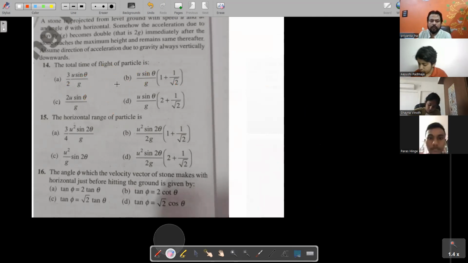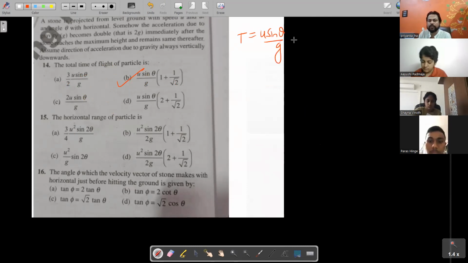Yes. Now, solve this question, the 15th one. Why is it taking time? You know the time of flight is what? Just now we calculated it: u sin theta upon g, times 1 plus 1 by root 2. Now you have to find the range, na beta. Range is what?